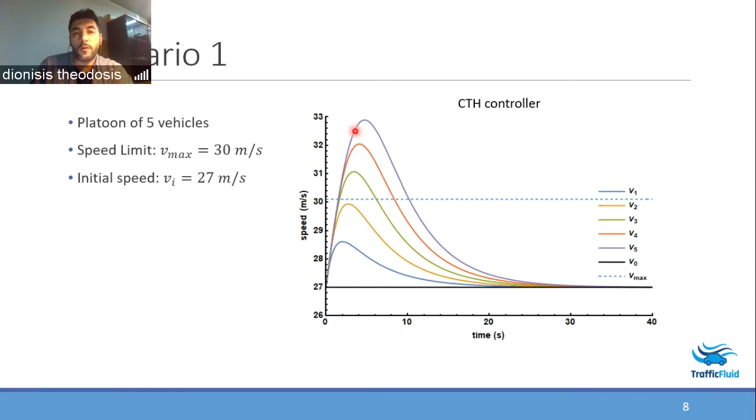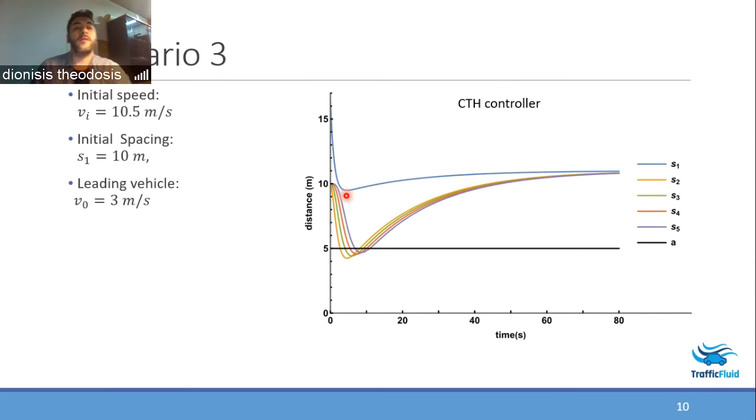Here, of course, we have this overshoot over the maximum speed limit, but in practice, we know that ACC systems do not exceed the speed limit because they switch to a desired cruise control mode and they have a fixed speed. But the controller, the constant time headway controller, does not support this switch.